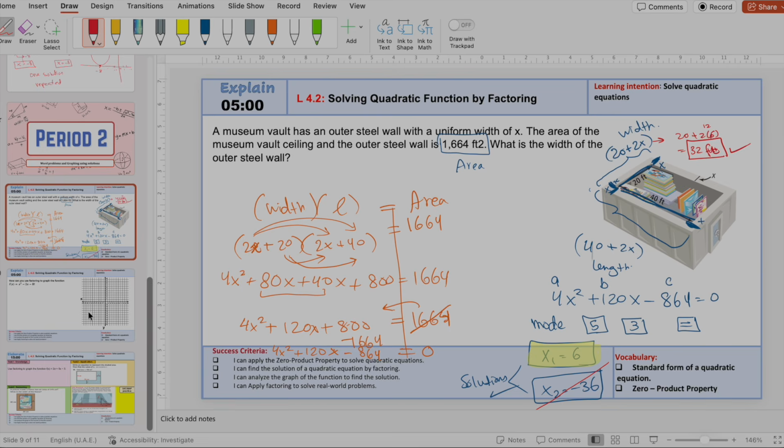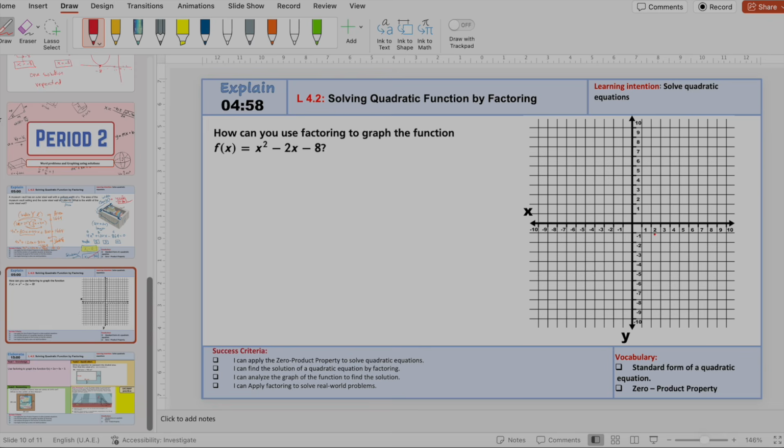Okay. Last idea is, how can you use factoring to graph? Very easy. Just first find the zeros, find the solutions. Remember, the solutions are the same as x-intercepts. How do you find the solutions? Just factor. Give me two numbers. If you multiply them, you get negative 8. If you add them, you get negative 2. Basically, negative 4 times 2. If you combine them, you're going to get negative 2. Open two brackets, x minus 4, x plus 2, and equal it to 0 to find the solutions.